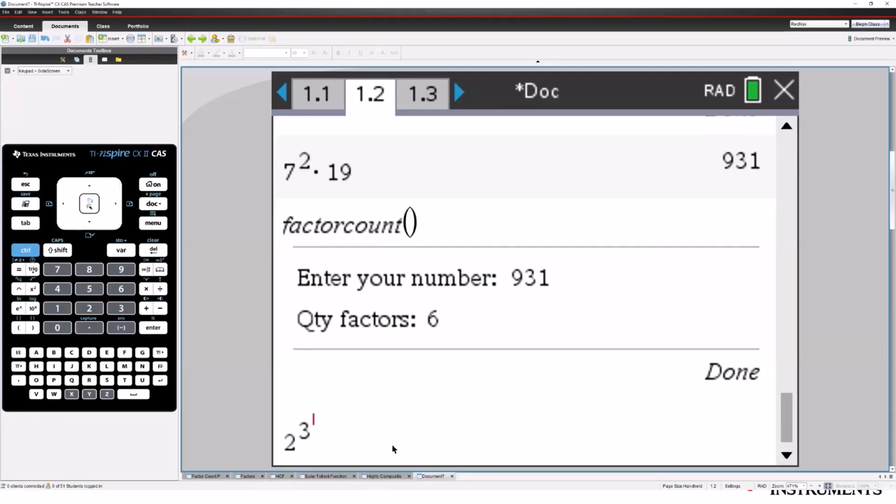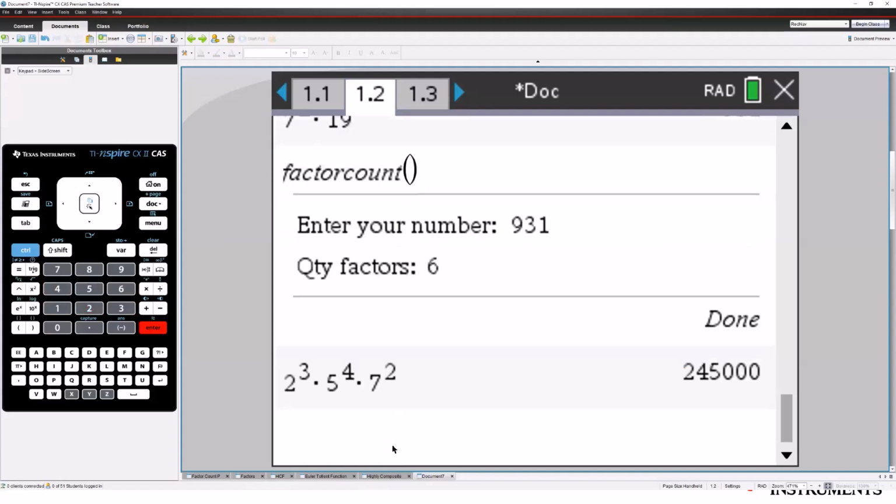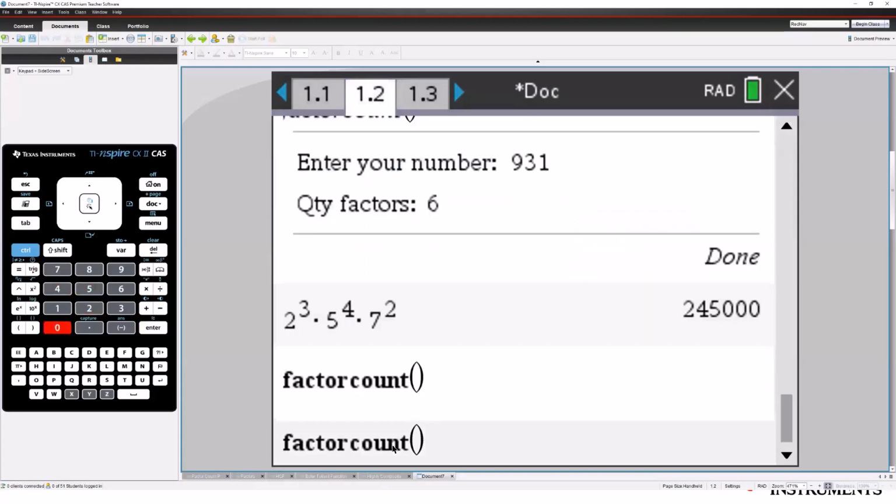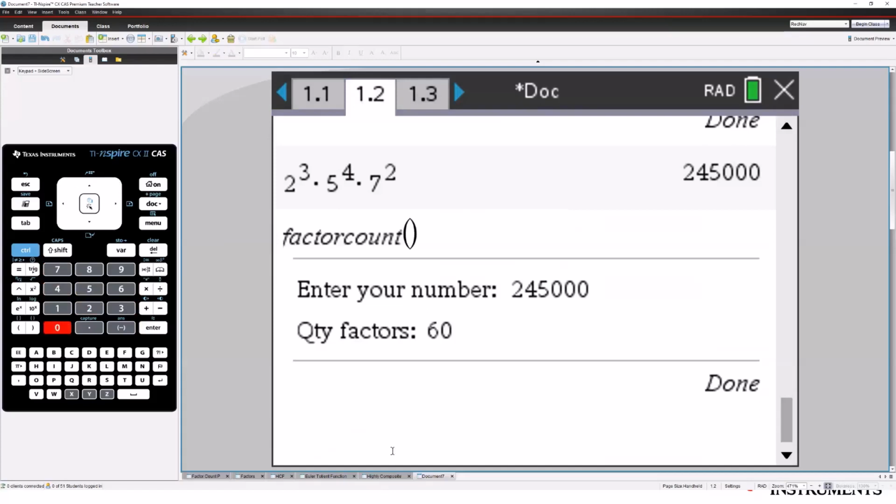Let's change that to 2 to the power of 3 times 5 to the power of 4 times 7 squared. That's a really big number. I wonder how many factors it has. So let's go up here, and this will highlight something else. 245,000. And now you can see it took quite a while. So we've got 60 factors, but here we've got 3 bases. And the question is, does our rule still work? In other words, 4 times 5 times 3. Well, it did. It predicted 60.